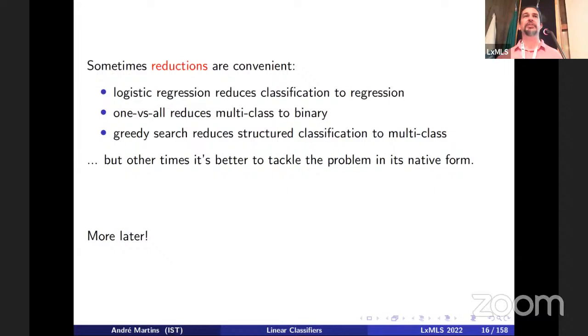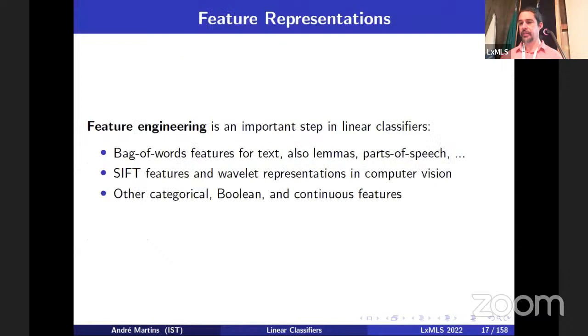But some other times it's better just to tackle each problem in its native form, which is basically what we're going to do here. Okay, so let's move on to feature representations. And this is where linear classifiers distinguish from neural networks. In neural networks, usually we don't spend a lot of time engineering features. We just spend a lot of time designing a good architecture for a neural network, and then the neural network is learning good internal representations for us. Here, instead of using the neural network to learn internal representations, we need to understand the domain of the problem, and we need to manually handcraft some of these features.